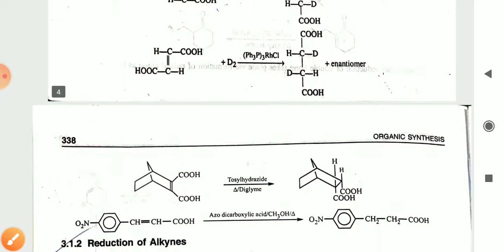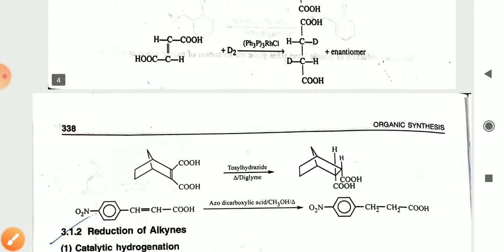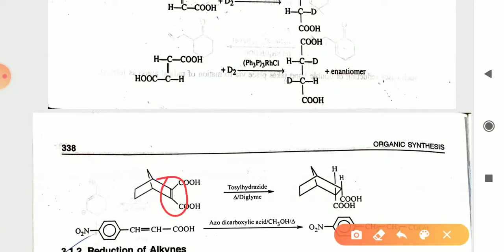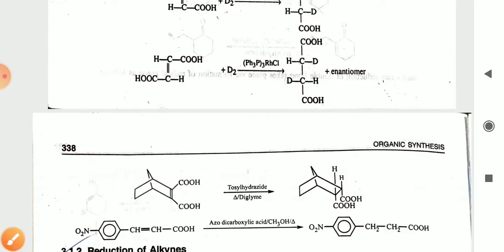Okay, so in another example you can see here the addition of hydrogen on the double bond present on the cyclic compound, and the addition on the double bond in this side chain reaction. Okay, so this is all about the reduction of alkenes. Thank you very much.